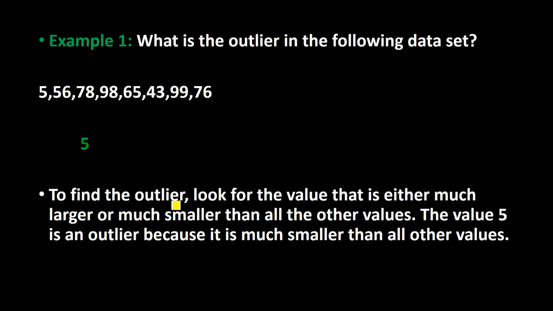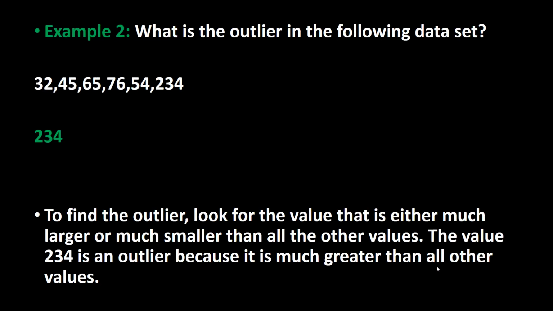To find the outlier, look for the value that is either much larger or much smaller than all the other values. So see, we have 56, 78, 98, 65. So 5 is smaller than the rest of the numbers. So the value 5 is an outlier because it is much smaller than all other values.